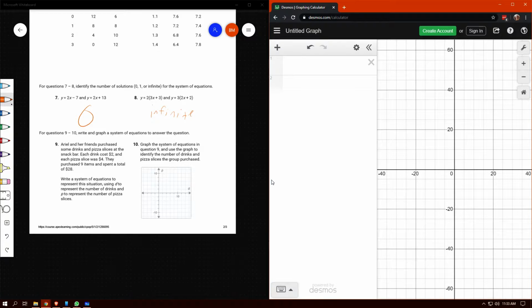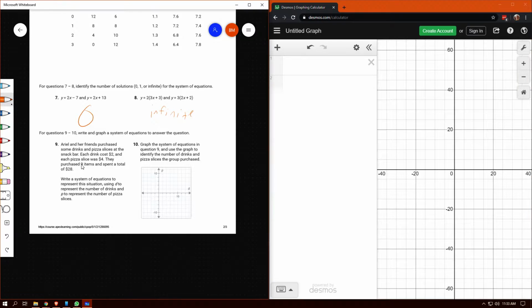So, the first thing I'm seeing is that they purchased 9 items total. However many combinations of items, they bought 9 of them total. And since they're only buying drinks and pizza, I know the number of drinks plus the number of pizza slices is going to equal 9. They bought 9 items, and the items could only be a pizza slice or a drink. So D plus P equals 9. That's my first equation.